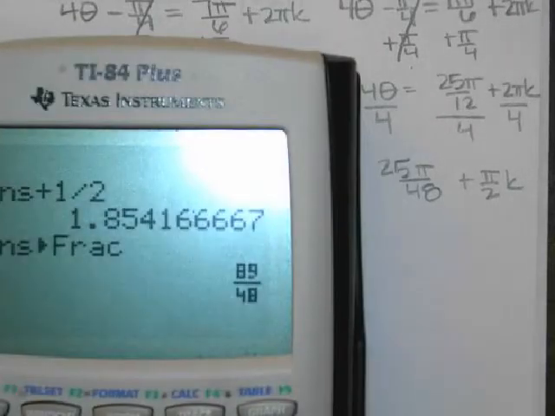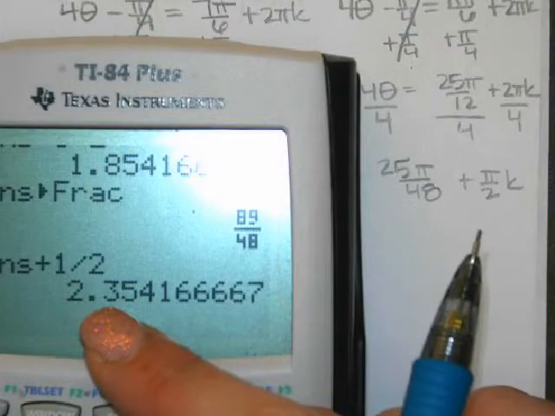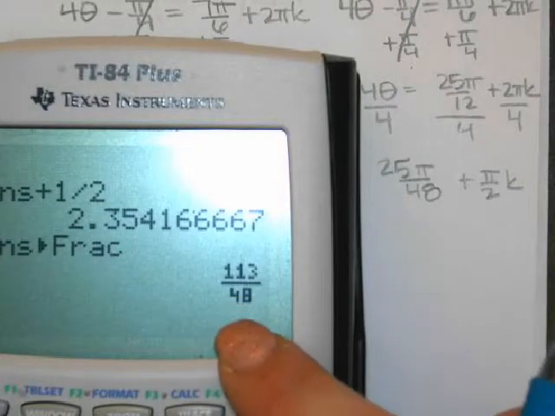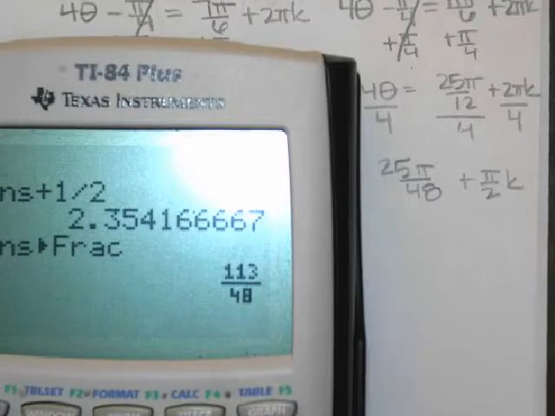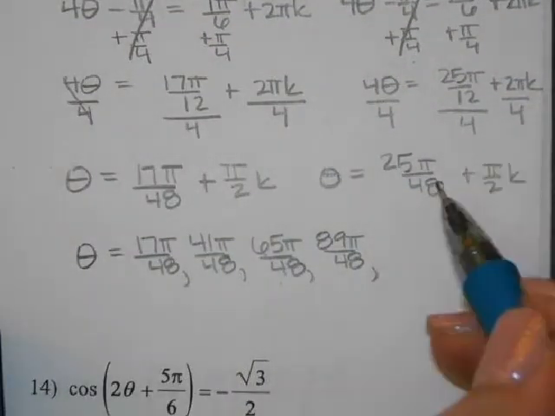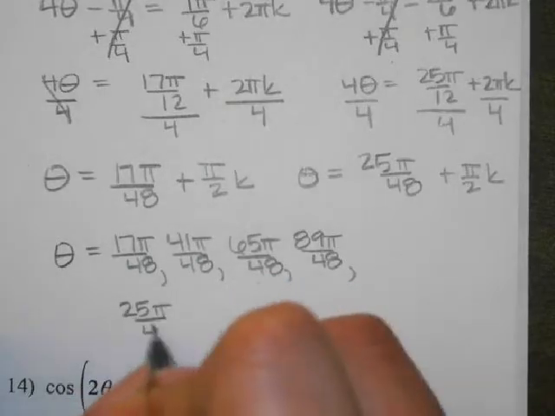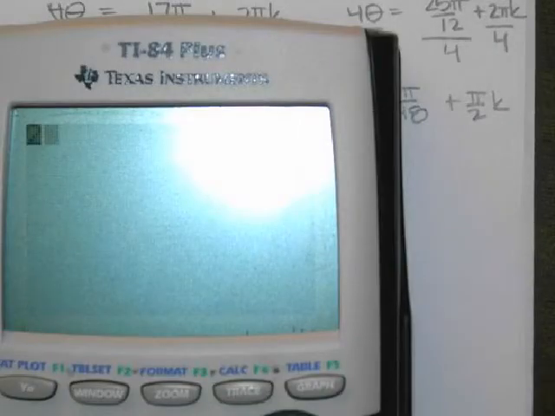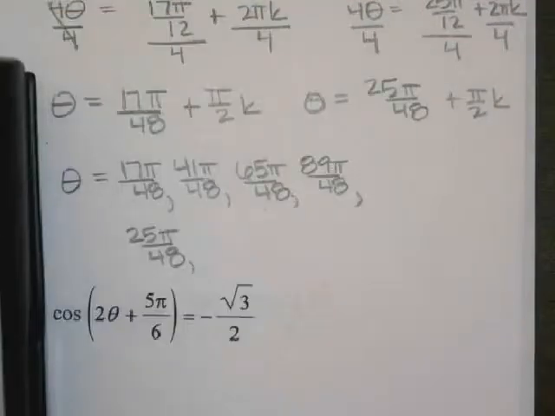If you notice, if I were to add 1/2 again, I get 2.3, which is what tells me that it's too big. Or if I look at the fraction, I have 113 over 48, which is bigger than 96 over 48. And 96 over 48 would be as big as I could go. All right. So there's my first 4 answers. Now I have to switch equations, and I'm looking for the second set of 4 answers. So I've got 25 over 48. I'm going to add 1/2. (49 over 48).